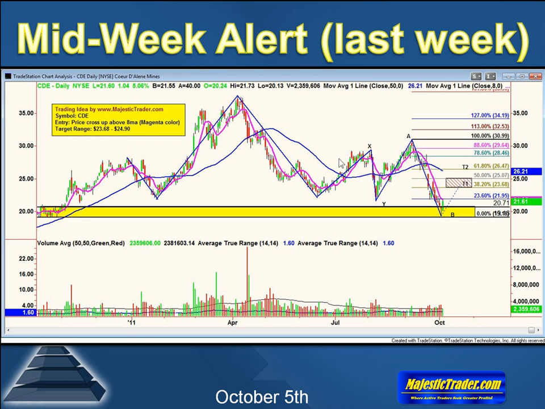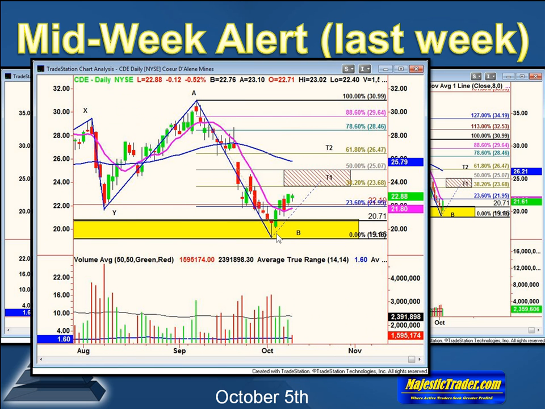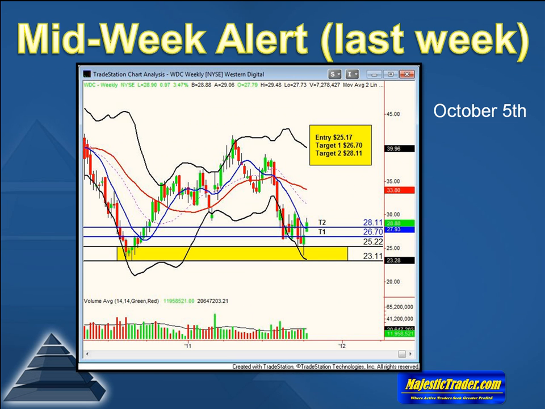This had a beautiful ABC pattern into a demand support area here, and we called an entry on the cross of the 8 moving average. We were looking for a target of 2368 to 2507. As of October 11th, it was moving very nicely, and on October 12th, it hit 2374. So it actually hit the target on Wednesday, October 12th. That was a real nice trade, and we know some of our members took advantage of that.